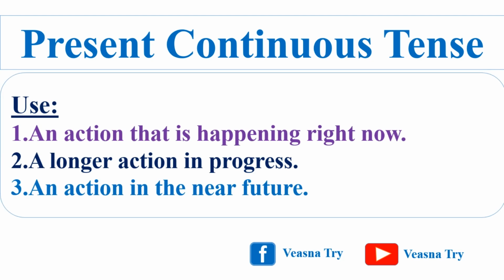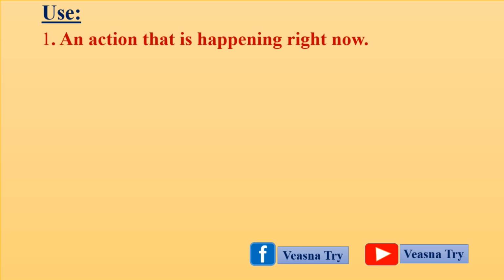So in present continuous tense, there are some uses. The first one is about an action that is happening right now. The second one is about a longer action in progress. The third one is about an action in the near future. In these three uses, I will illustrate it for you one by one. So let's go to see it together.